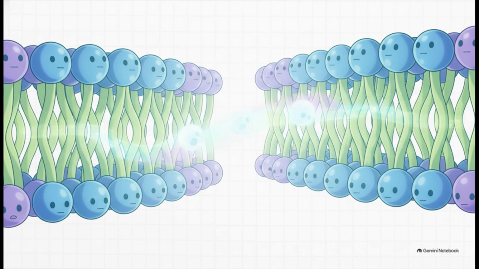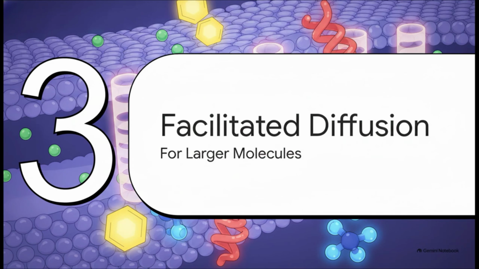So who gets this VIP express pass? Mostly small non-polar molecules, think oxygen and carbon dioxide, or hydrophobic molecules. They literally just slide right through the lipid bilayer like ghosts passing through a solid wall. Which brings us to Section 3. Protein helpers, facilitated diffusion, for the larger molecules.